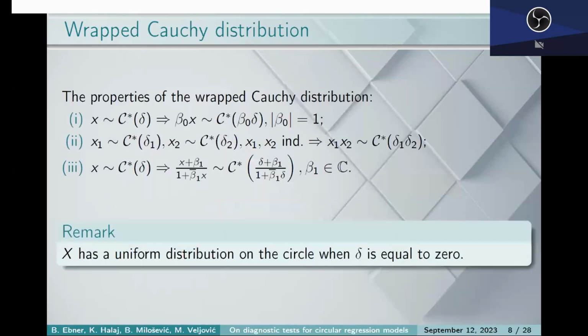Wrapped Cauchy distribution has some nice properties. It is closed under rotation. It is closed under product for two independent random variables, and it is also closed under Mobius transformation. That is very interesting. And in the situation when the concentration parameter is equal to 0, the wrapped Cauchy distribution turns into the uniform distribution on the circle.